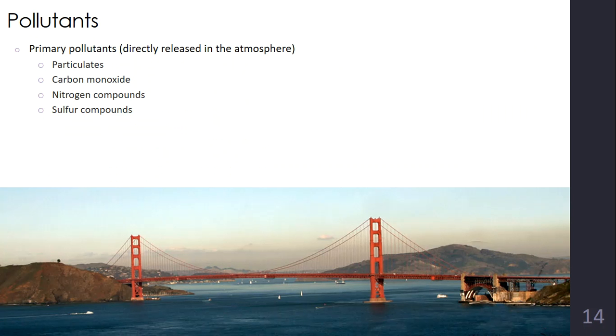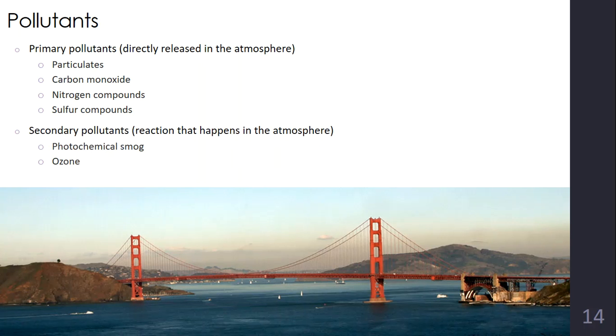So again, there are primary pollutants, which are those directly released into the atmosphere, and those include particulates, carbon monoxide, nitrogen compounds, sulfur compounds. And then there are secondary pollutants. These are reactions that happen in the atmosphere due to something that was released into the atmosphere. So photochemical smog is one of them. Smog is actually a reaction to something being put into the atmosphere. And again, ozone. We can have problems with ozone pollution.